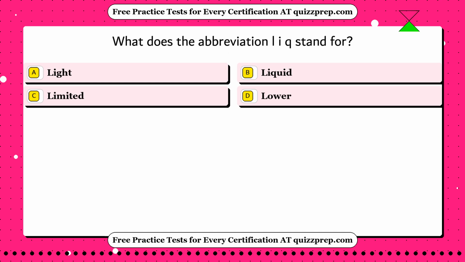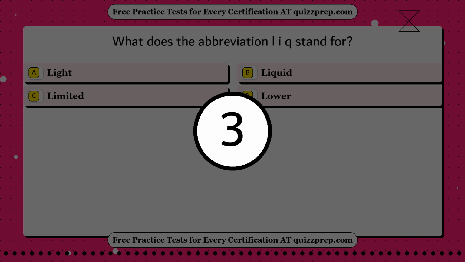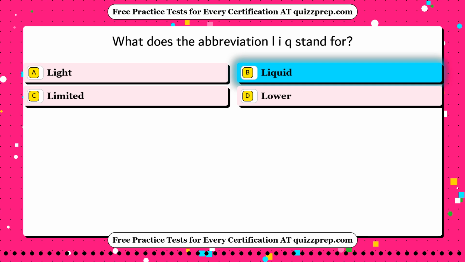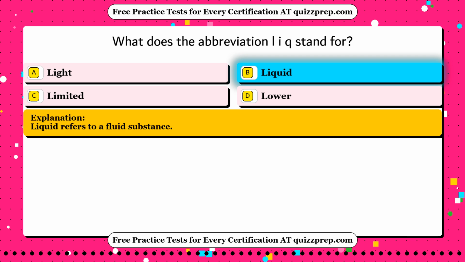Question 60. What does the abbreviation LIQ stand for? Option A, light. Option B, liquid. Option C, limited. Option D, lower. The correct answer is option B, liquid. Liquid refers to a fluid substance.